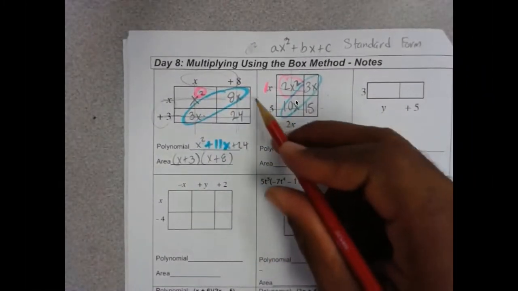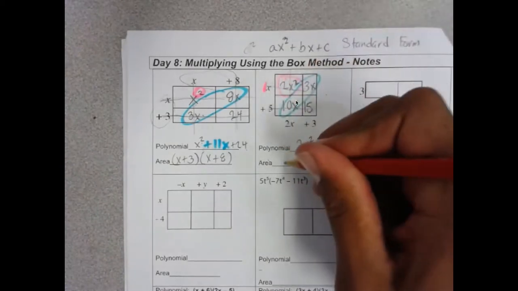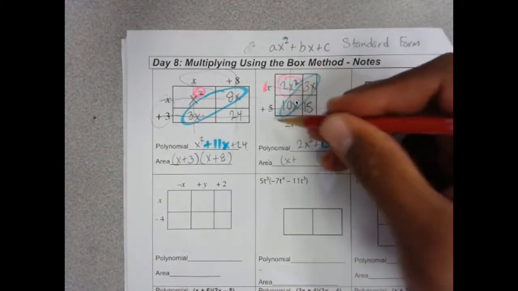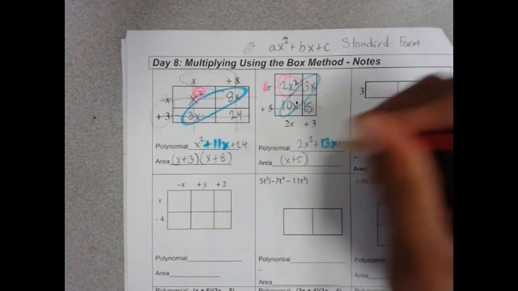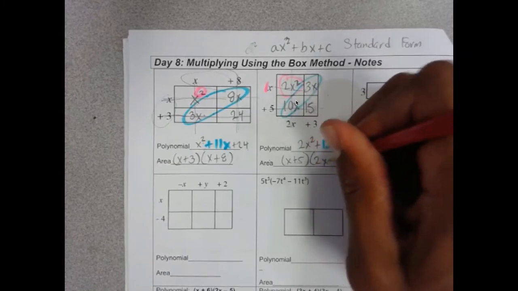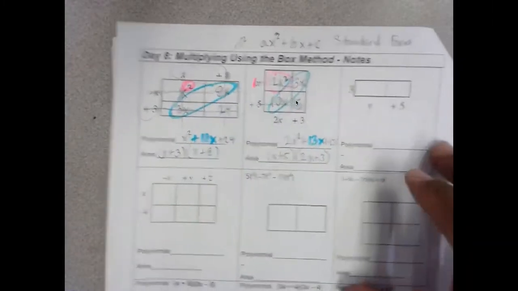Okay, so now again, the area, all I do is I take these numbers on the side. It doesn't matter what order you go in. I can do the 2x plus 3 first or the x plus 5 first. It doesn't matter. It's still the same. So x plus 5 in parentheses, and then 2x plus 3 also in parentheses. Okay? All right, next one.